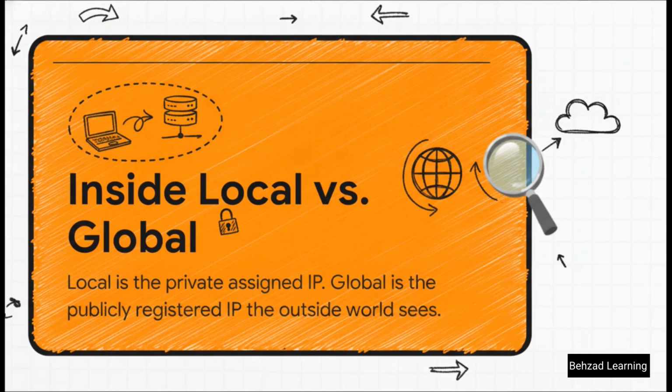To really understand those translation tables, you've absolutely got to master these two critical vocabulary terms. Inside local, that's your private address, the one configured locally on your laptop or server. Meanwhile, the inside global address is the publicly registered internet-facing IP that the outside world actually sees. Trust me, knowing the difference between local and global in a NAT configuration is absolutely essential.